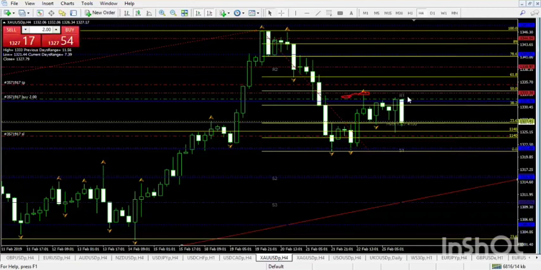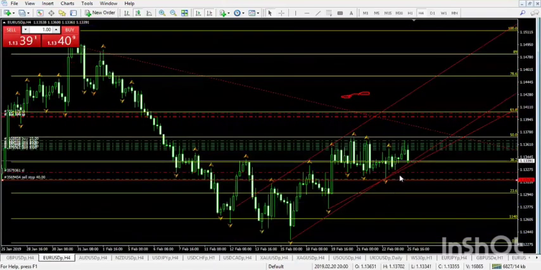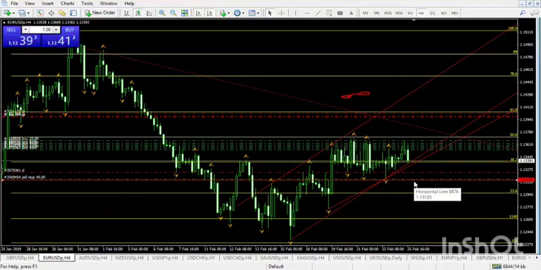You should wait. You can put a buy stop there, but the best opportunity to buy is right there, and you should put your stop loss there. Also in the euro, you have to buy there and put your stop loss below it. That is the least risk.